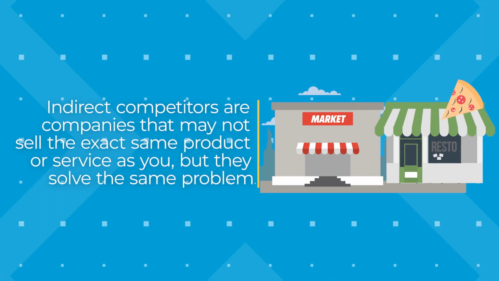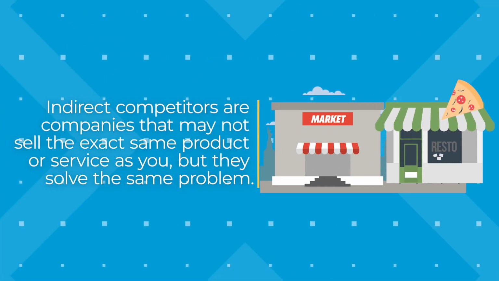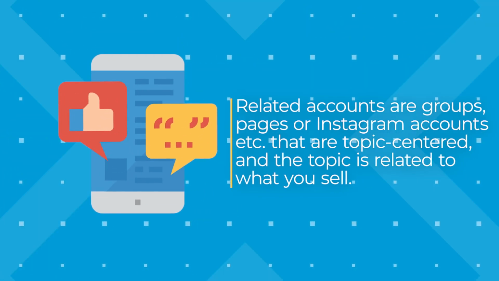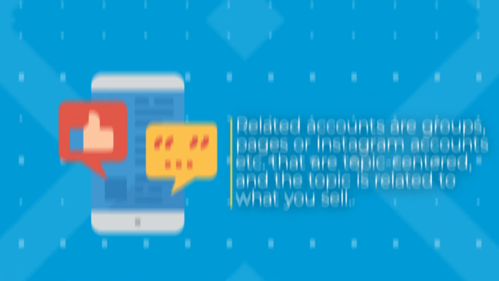Indirect competitors are companies that may not sell the exact same product or service as you, but they solve the same problem. So you may still be losing customers to them, like restaurants versus grocery stores, for example. And related accounts are actually not competitors at all, but they're just groups, pages, Instagram accounts, etc., that are topic centered and the topic is related to what you sell. So for instance, if you sell ice skates, a related account would be an Instagram account that teaches ice skaters how to do different jumps.